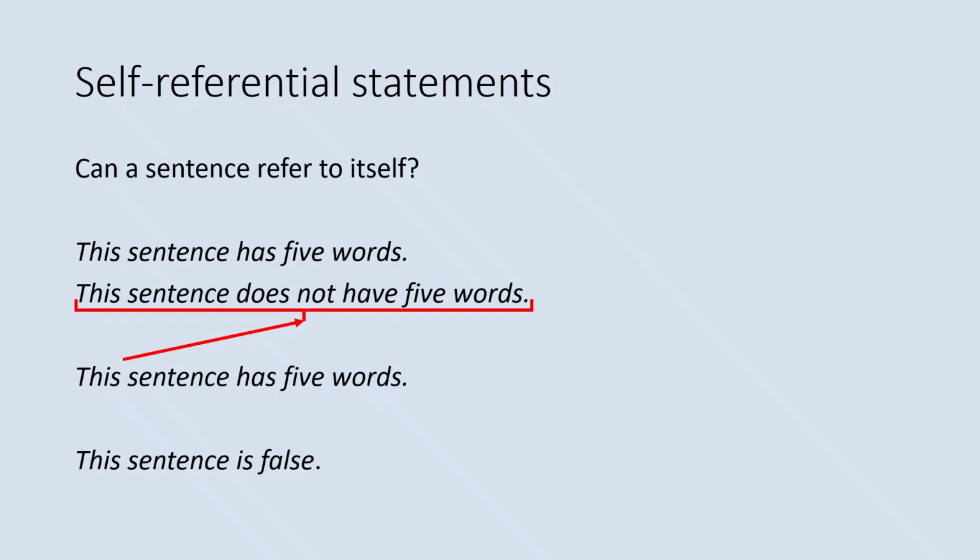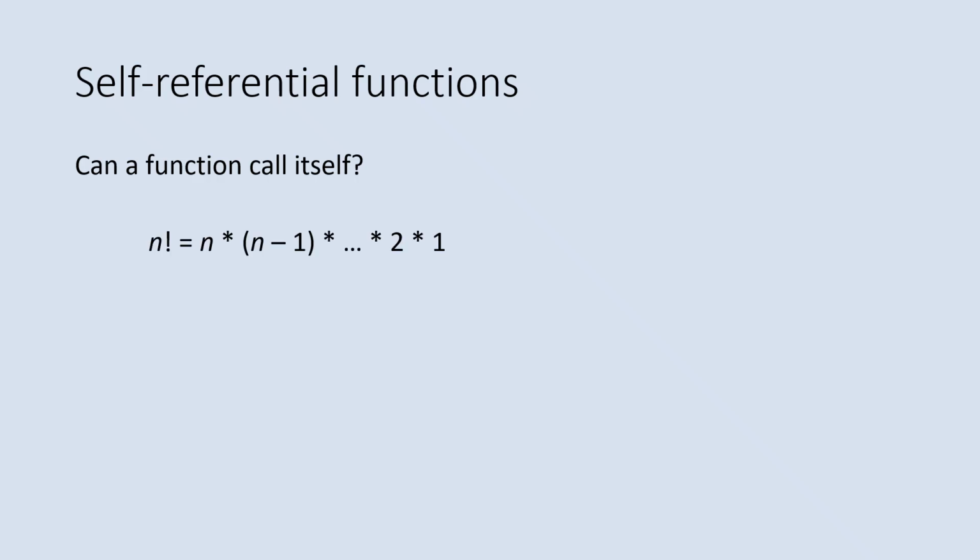And then, of course, the famous statement, "This sentence is false." If you analyze that, well, if it's true, then it's false, and if it's false, then it's true. And so self-referential statements can sometimes lead to issues, but in other cases, self-referential statements are perfectly fine. And it's the same thing with functions. We can have self-referential functions. The function can call itself so long as certain aspects are satisfied.